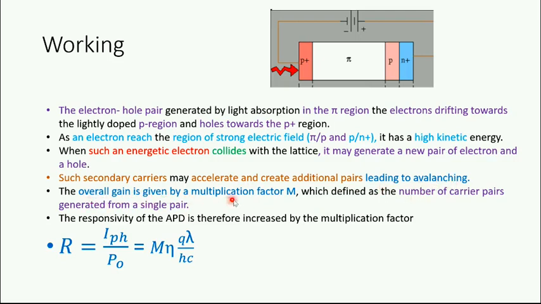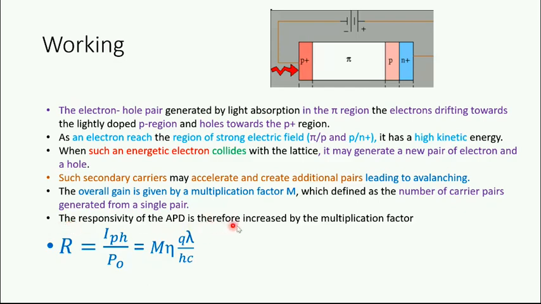So the overall gain is given by the multiplication factor, which is defined as the number of carrier pairs generated by a single pair. Initially it works as a PN photodiode. The incident photon generates one or more electron hole pairs. Then they gain high kinetic energy. Because of the high kinetic energy, they strike other immobile charges and produce additional electron hole pairs. That is called multiplication. So you will get a multiplication factor.